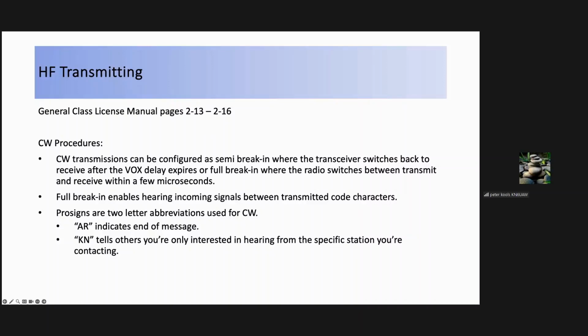In the context of CW, there are these two-letter abbreviations called pro signs. Again, these came out of the telegraph era. The pro sign AR indicates end of message. And the pro sign KN tells others that you're only interested in hearing from a specific station. The pro signs are used to reduce the number of characters that have to be transmitted when you're sending CW. That's the basic idea there.